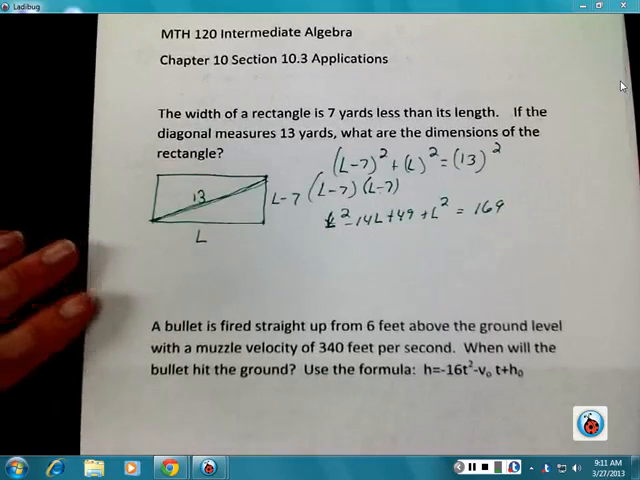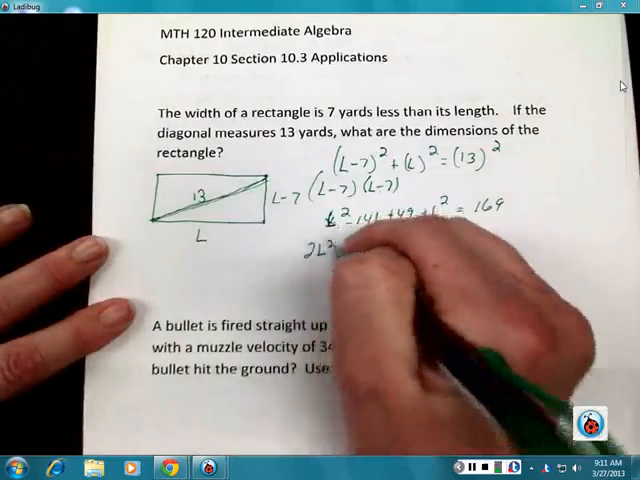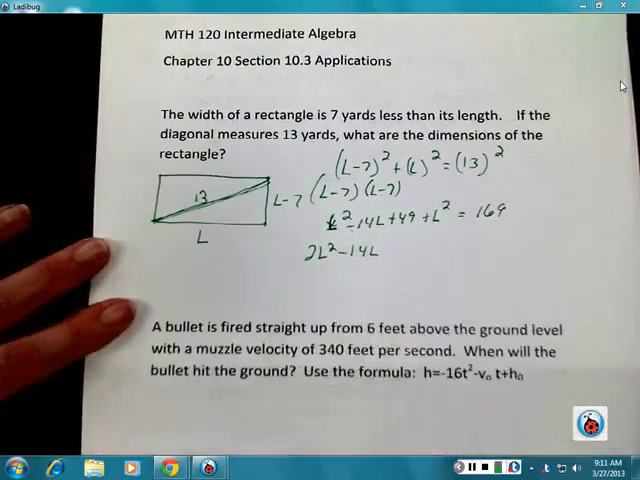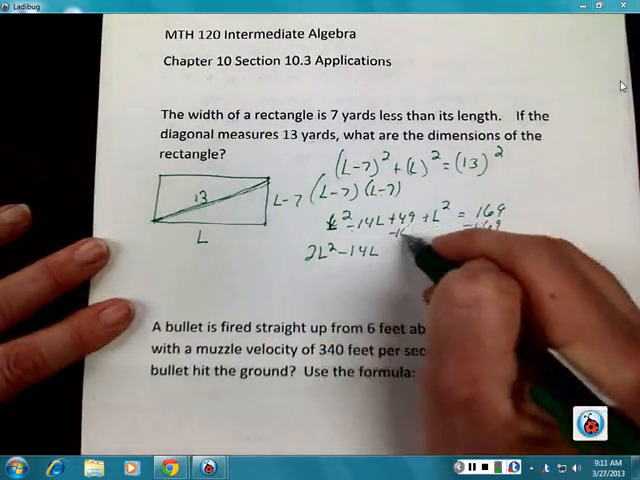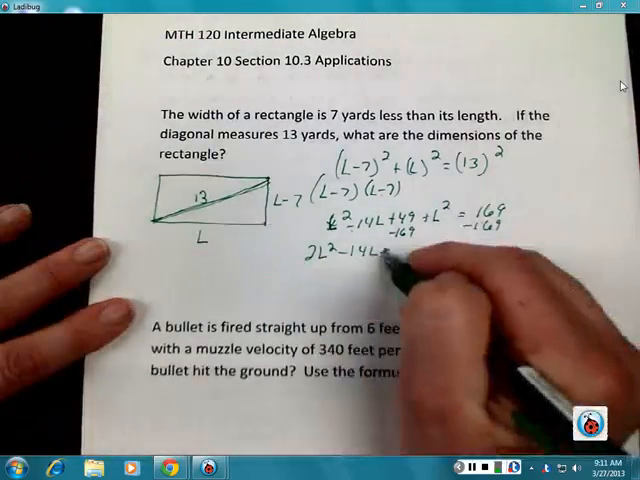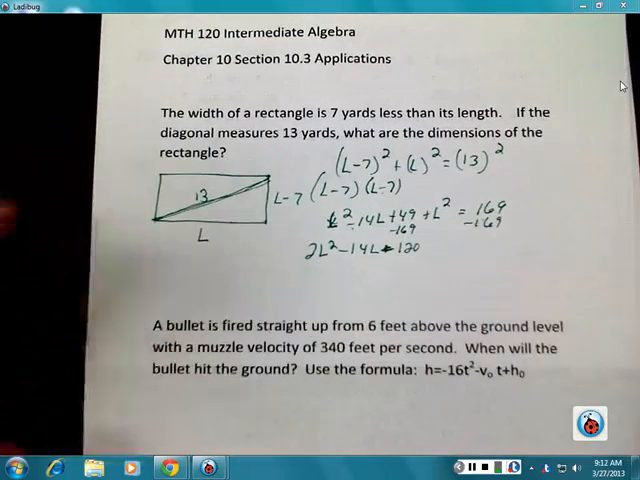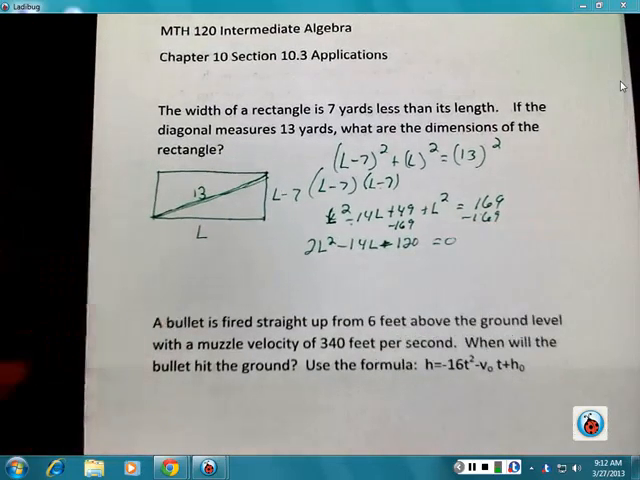So now I can combine some stuff together in here. L squared and L squared is 2L squared, minus 14L. And if I subtract 169, because I need to get this set equal to 0, I end up with 49 minus 169, which is a minus 120. You okay with that part? We good? Okay. Equals 0.